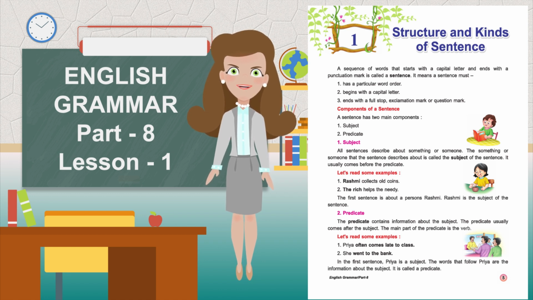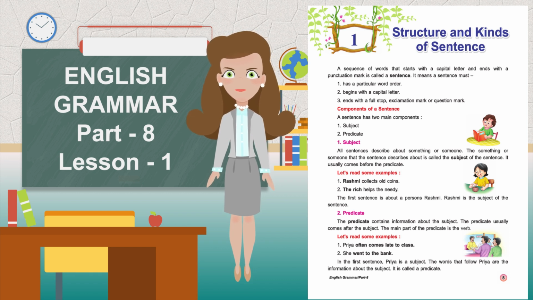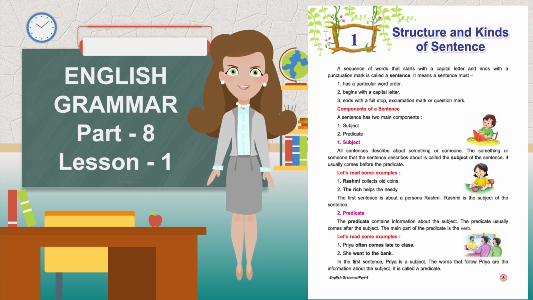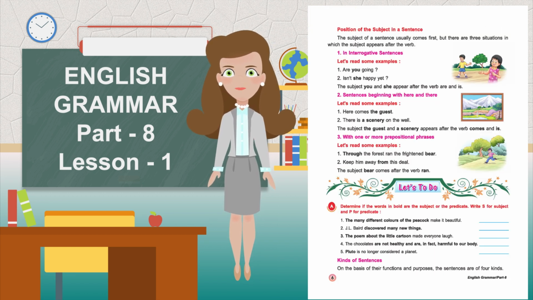Let's read some examples. Priya often comes late to class. She went to the bank. In the first sentence, Priya is the subject. The words that follow Priya are the information about the subject. It is called the predicate.